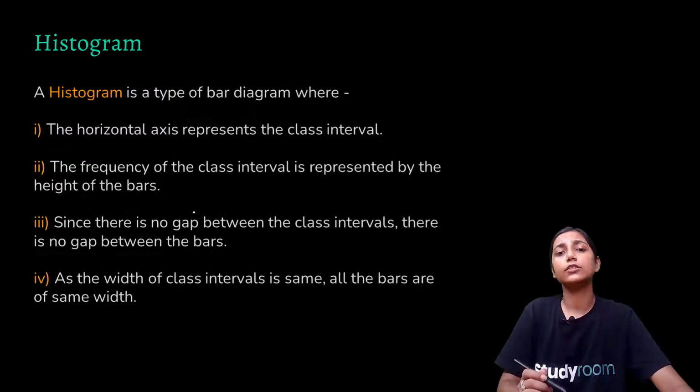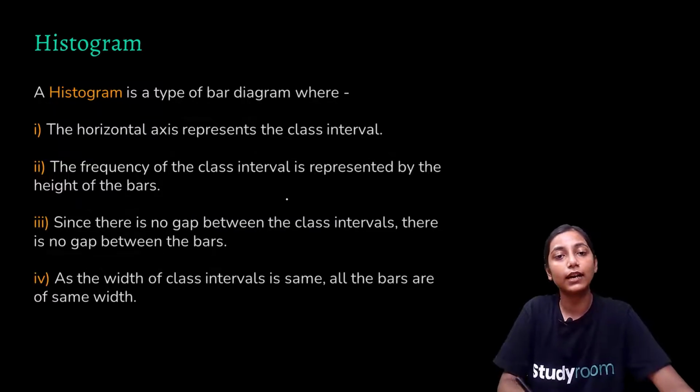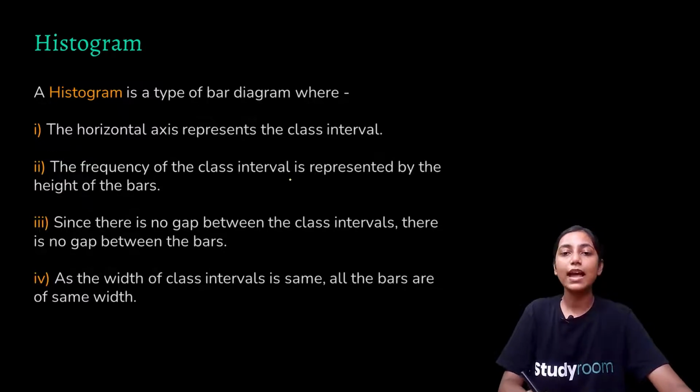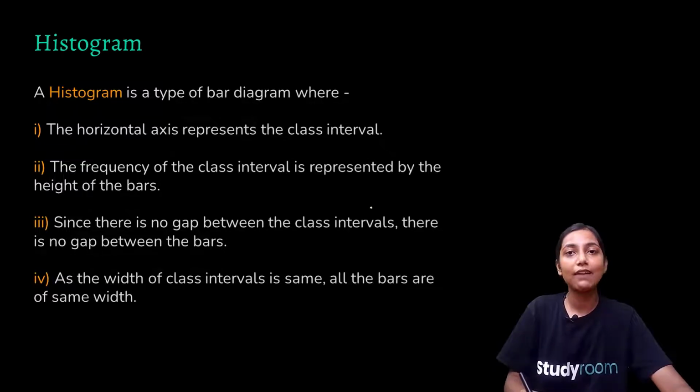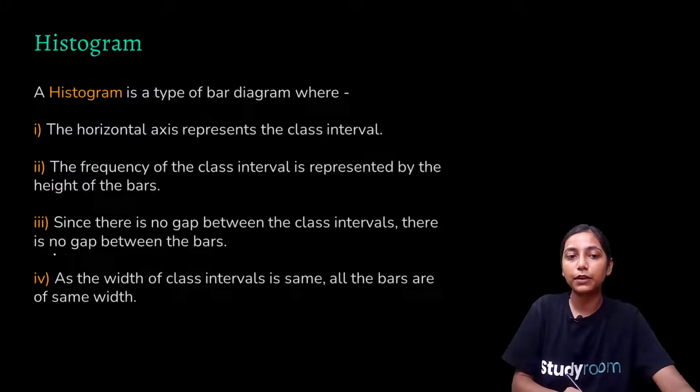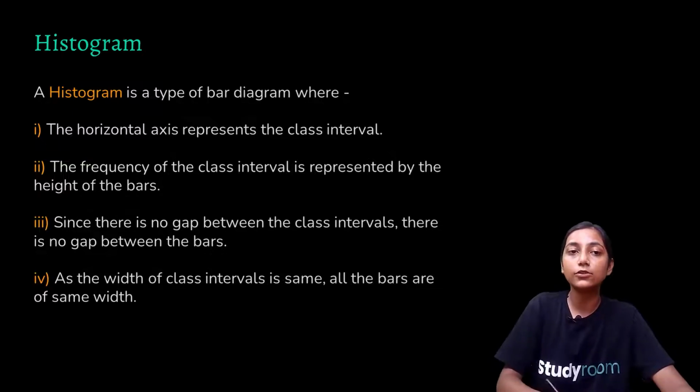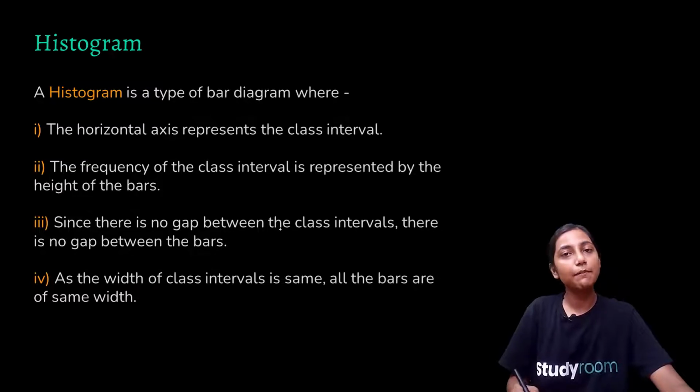Now we know that there is no gap between class intervals. If the first interval is from 0 to 10, the other will be 10 to 20, similarly 20 to 30 and so on. Since there is no gap between the class intervals, therefore in a histogram also the bars don't have a gap between them. While in a bar graph there was an equal gap between every bar, there is no gap between the class intervals when we are making a histogram. Why is there no gap between the bars in a histogram? Because there is no gap between the class intervals.